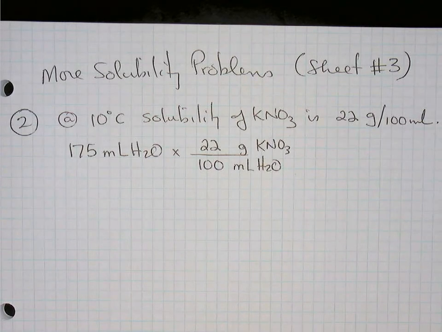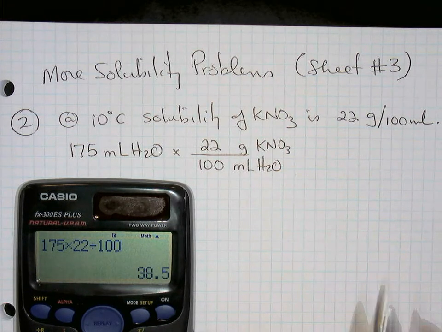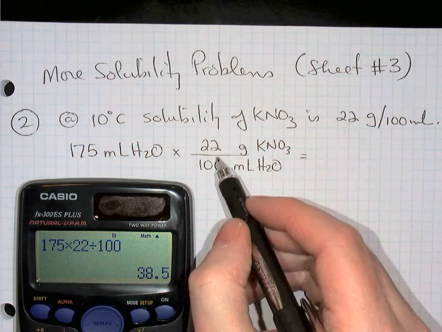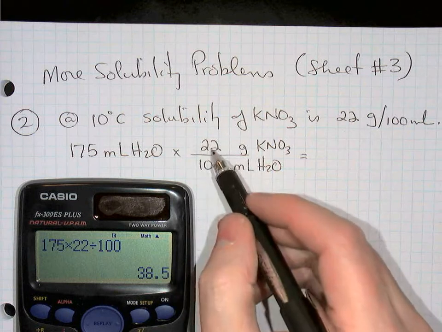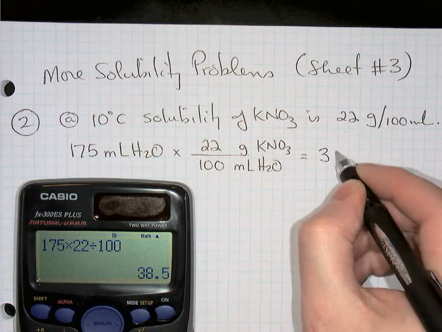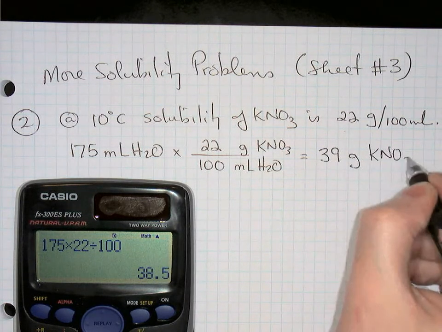So now, grabbing a calculator, we'll simply take 175, multiply by 22, and divide by 100. So we're going to get, as we expected, close to 40. I'm going to keep 2 digits because the number 22 here has 2 significant digits. So 38.5 becomes 39 grams of potassium nitrate.